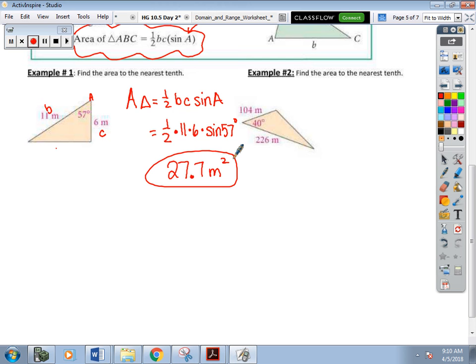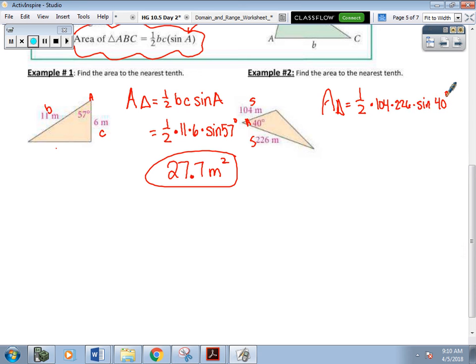Next one, same thing. You always want to check that you do have SAS, because if you don't have SAS, you can't use the formula. You have to use your regular 1/2 base height. So this one does work. So we'll have 1/2 times our side length, and the sine of the angle. So 104 times 226 times sine of 40 degrees.